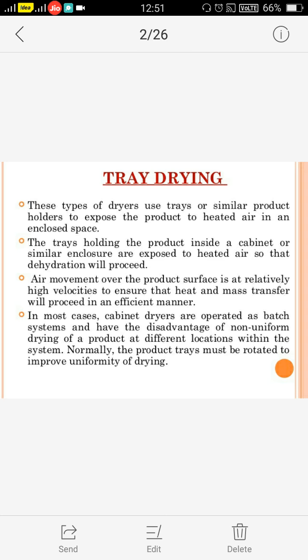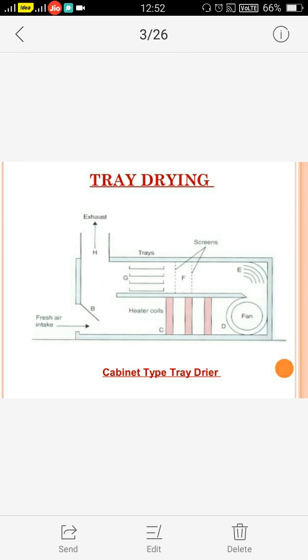with perforated bottom and without perforated bottom, depending on the location of air movement. When air moves from the side of the dryer, trays without perforated bottoms are used, but when air moves from the bottom side, perforated bottom type trays are used in the tray dryer. So this is the cabinet type tray dryer.